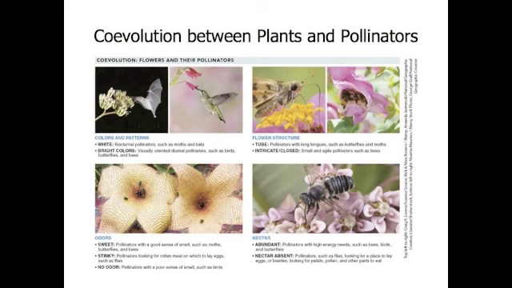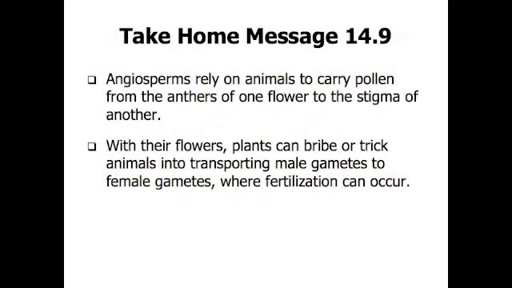Because of this strong coevolution between plant and animal species, for most flowers, we can determine, just by examining the flower's features, the type of animal that will pollinate it. And that brings us to our take-home message for section 14.9. Angiosperms rely on animals to carry pollen from the anthers of one flower to the stigma of another. With their flowers, plants can bribe or trick animals into transporting male gametes to female gametes where fertilization can occur.